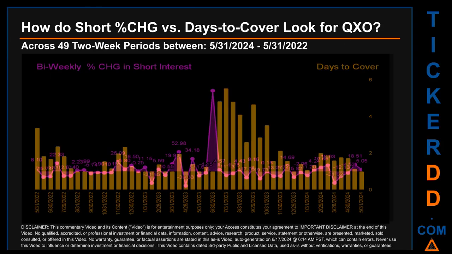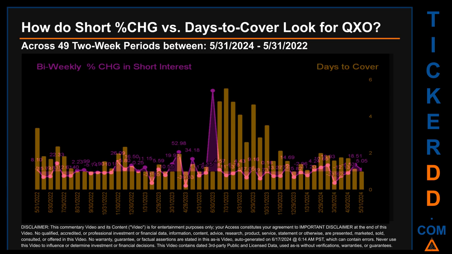Zooming out, I looked across 49 2-week snapshots, from latest found, May 31, 2024 to oldest found, May 31, 2022. In the graph, I overlaid bi-weekly percentage change in short interests against days to cover. Across these 49 2-week snapshots, the average percentage change of short interest was about 3.92%.